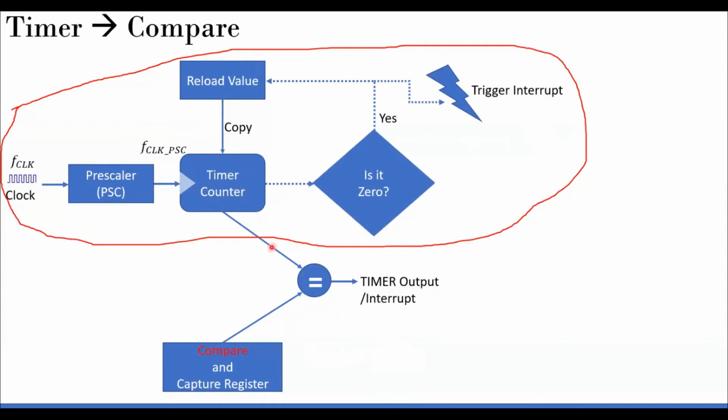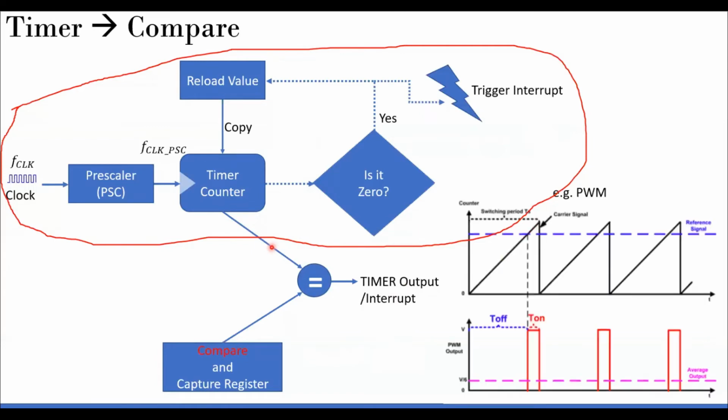And where is it used? Let's see a beautiful application. Okay, a typical PWM output generation. So let's say I put a value here, and that value is shown by the blue dotted or shaded line over here. That's a reference.